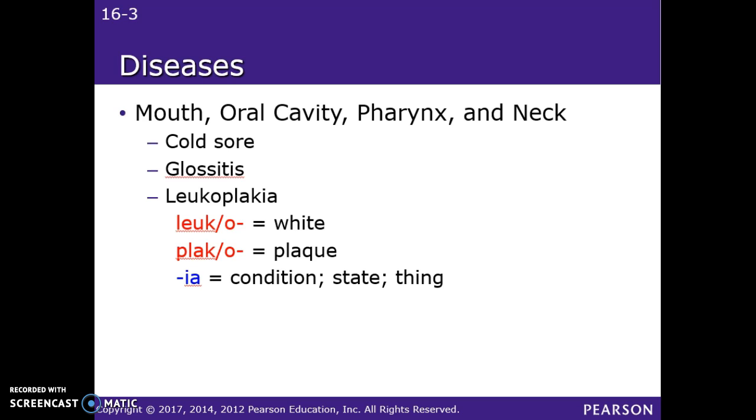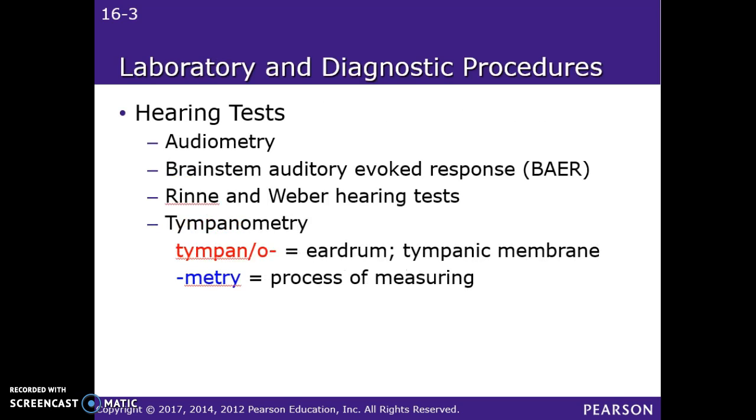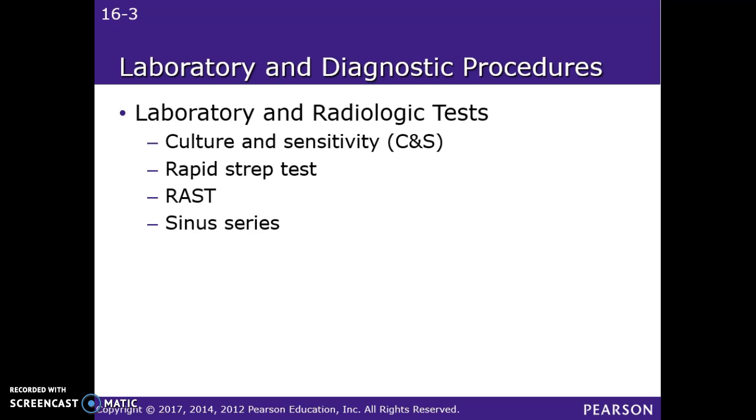And then finally, we're going to look at some of the tests that we can have done, whether it's a hearing test to test whether or not a patient has hearing loss, to the things that we use for the other parts of the system, like a strep test, so we can confirm whether we do or do not have a strep infection if we've got a sore throat. Those are all different types of diagnostic procedures that can be done.